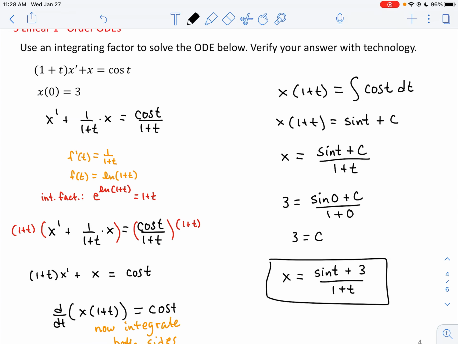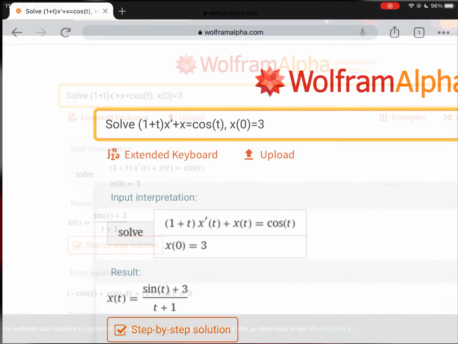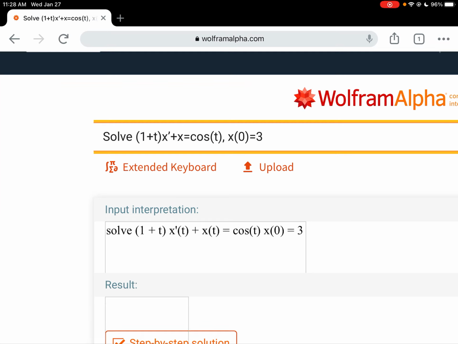We're going to verify our answer with technology. Now I'm going to go straight to Wolfram Alpha to do this. I've done this already ahead of time, I'll show you in a moment, but I just typed in solve, I typed in that differential equation exactly as I see it, comma, and then I put the initial condition. Let's go ahead and go to Wolfram so you can see that. You'll notice on the cosine part of this, I did have to put the cosine of and use parentheses there. Wolfram likes you to use parentheses around the argument of your trig functions. But everything else I just typed in exactly as I saw.